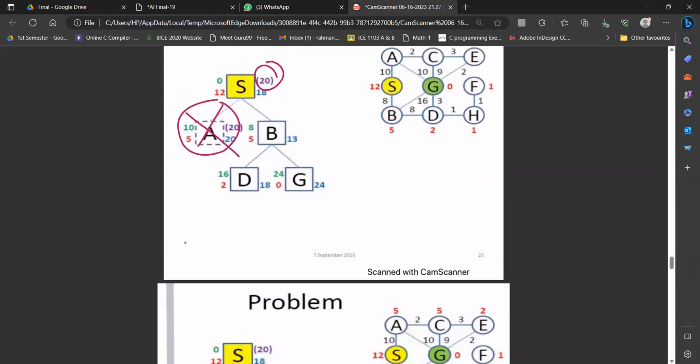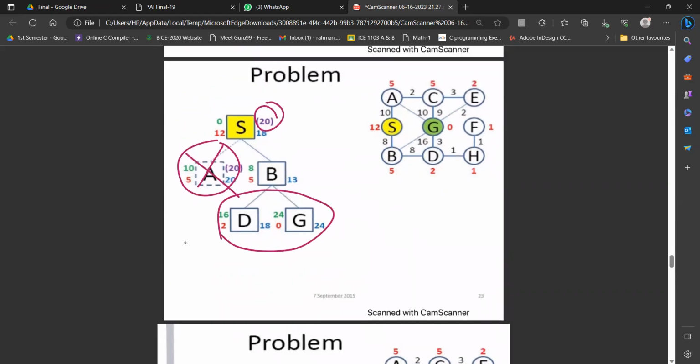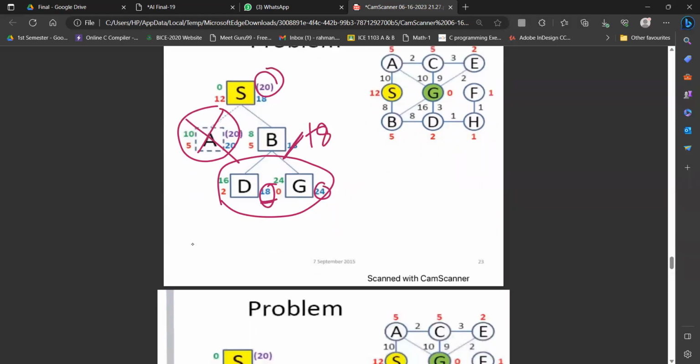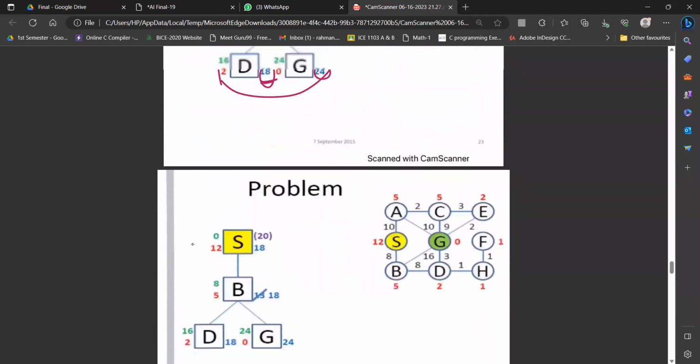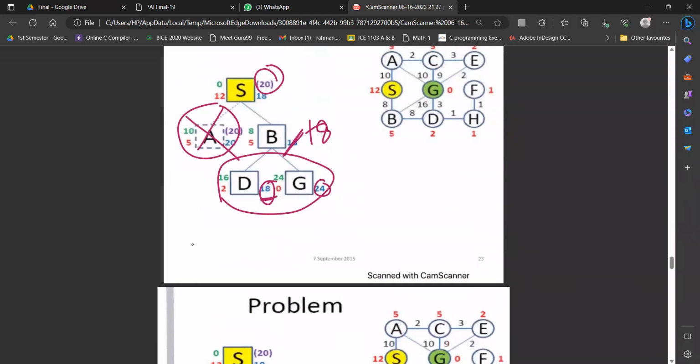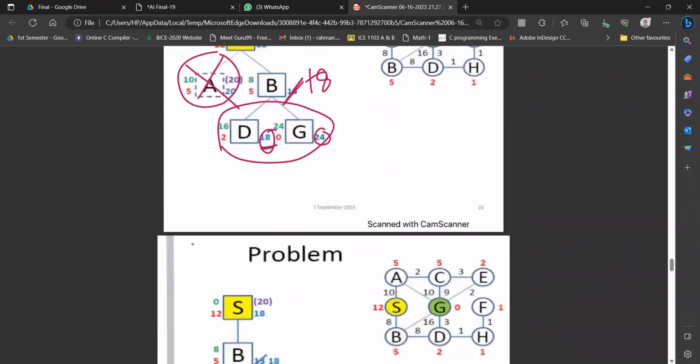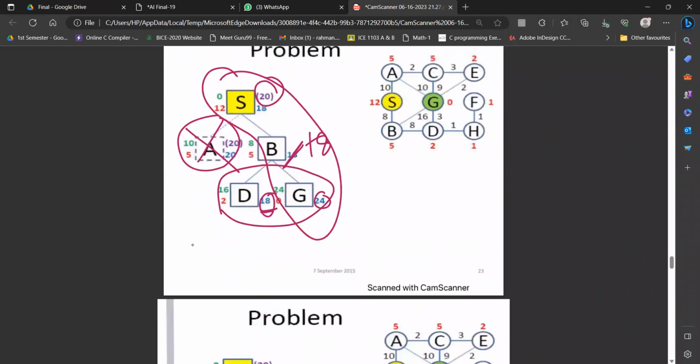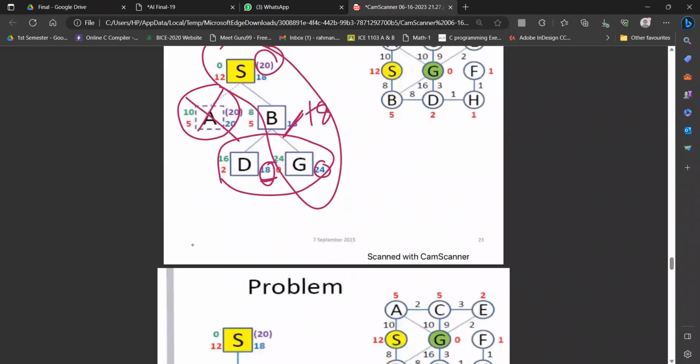Now, since both D and G, the both children of B, have been explored, now I can update the F value of B with the smallest F value of the children, which is 18. Among 18 and 24, 18 is the smallest, right? So I update it with 18. And okay, this is not my optimal path. So I need to keep exploring, okay?